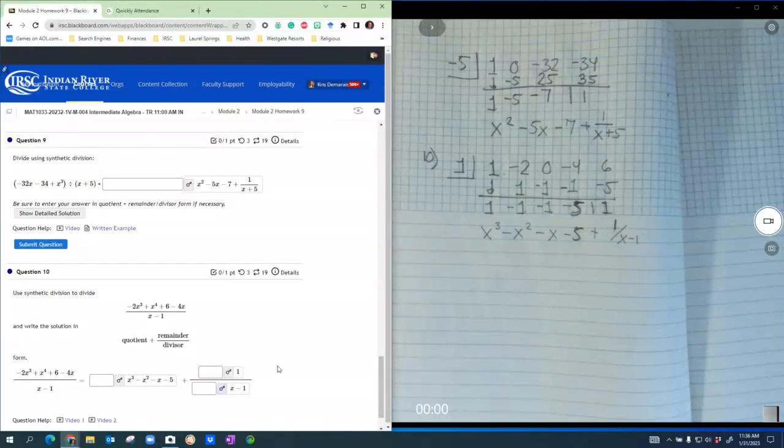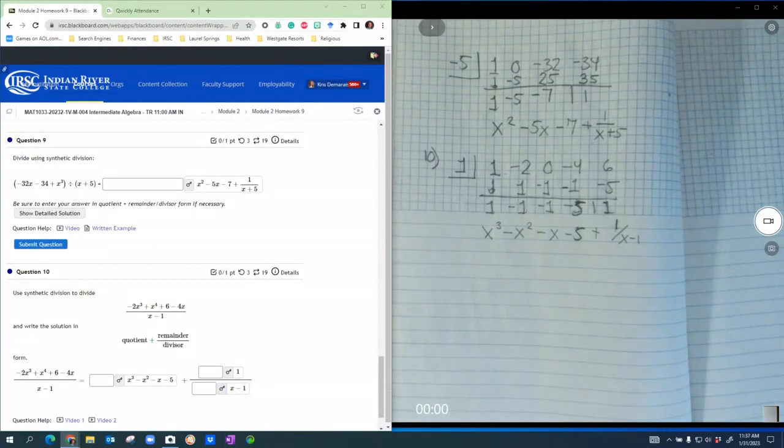All right, so that is the conclusion of division synthetically. That's pretty fast. All right. Good luck with that homework, I think.